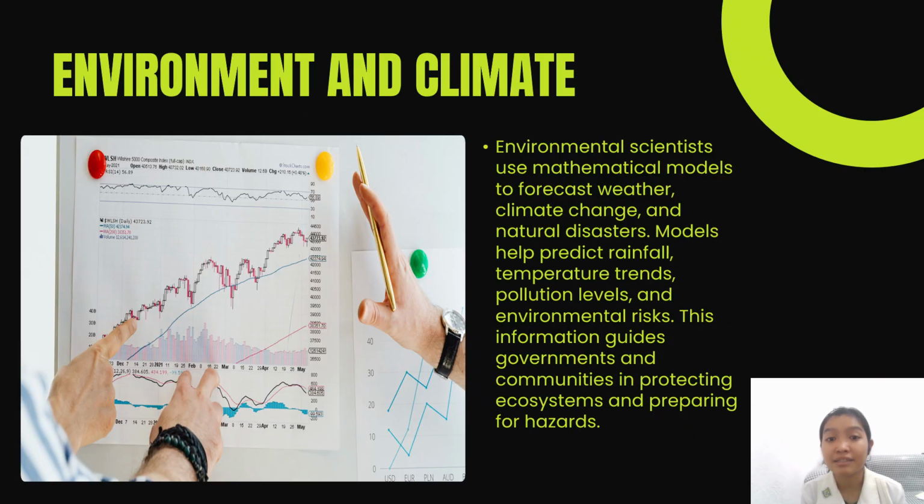Next is environment and climate. Environmental scientists use mathematical models to forecast weather, climate change, and natural disasters. Models help predict rainfall, temperature trends, pollution levels, and environmental risk. Though the environment and climate can be unpredictable sometimes, they can also be calculated using mathematical models. This information guides governments and communities in protecting ecosystems and preparing for hazards.